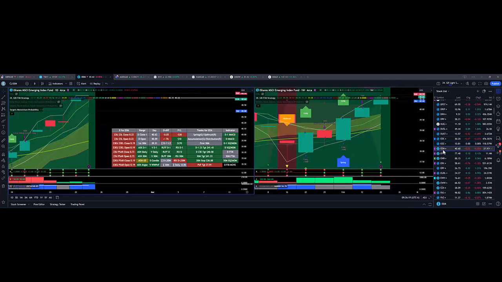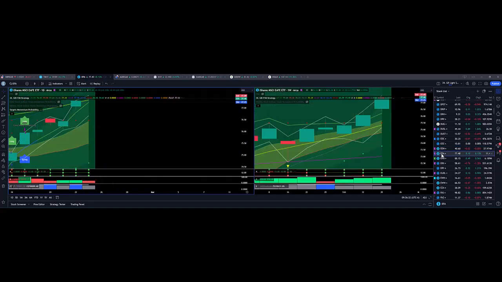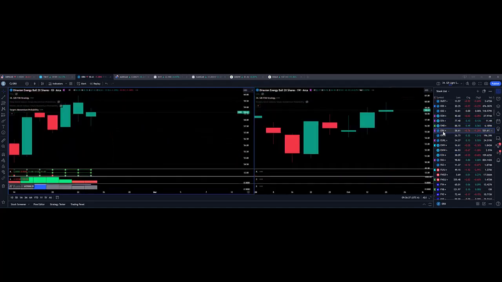EEM on the daily. Yes, I avoid all the gaps here. I'm missing out on a lot of gap profit, but I'm also missing out a lot on gap losses. EFA, $80. ERX.